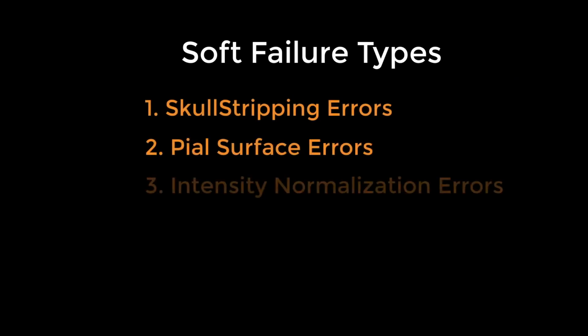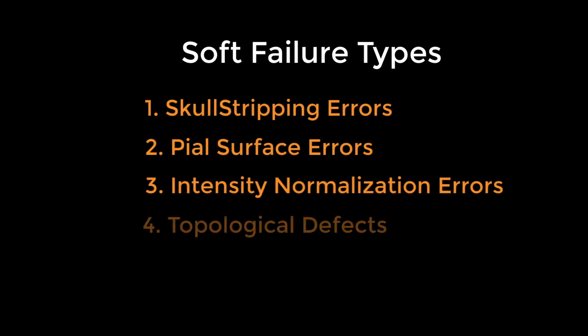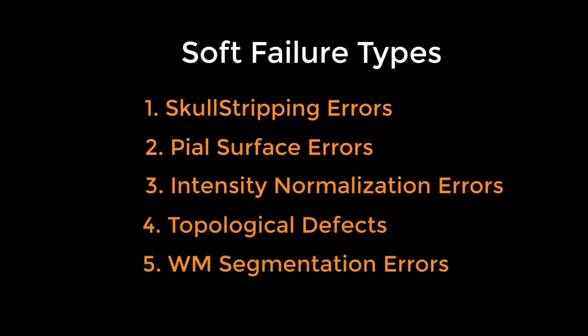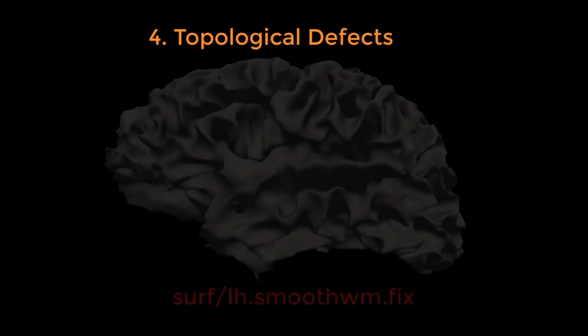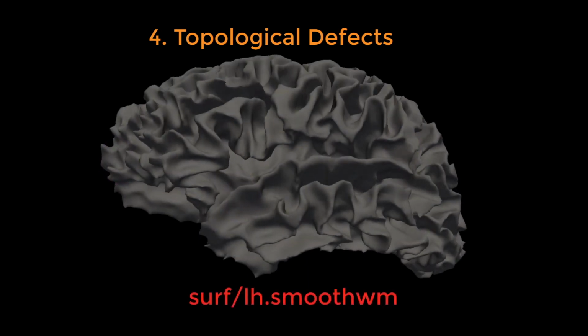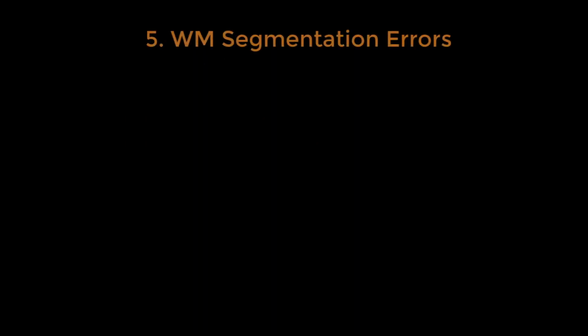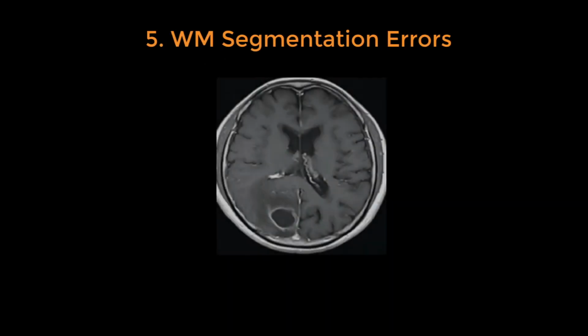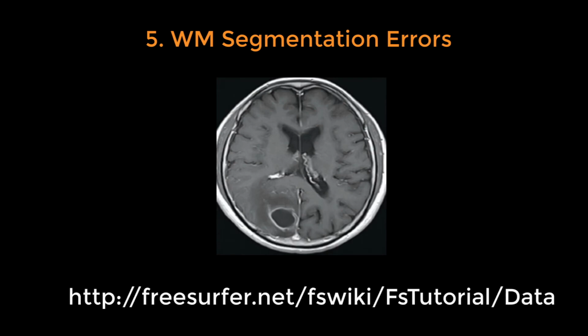There are 5 types of soft failures: skull stripping errors, peel surface errors, intensity normalization errors, topological defects, and white matter segmentation errors. A few words about these last 2 cases. Topological errors, that is, holes punched through the white matter, and thin handles connecting distant gyri, are usually fixed automatically by FreeSurfer. White matter segmentation errors are usually restricted to brains with lesions. To learn more about fixing these errors, I recommend working through the examples provided in this link.